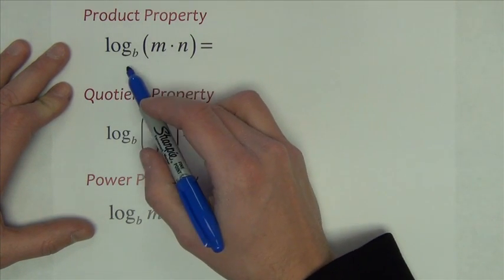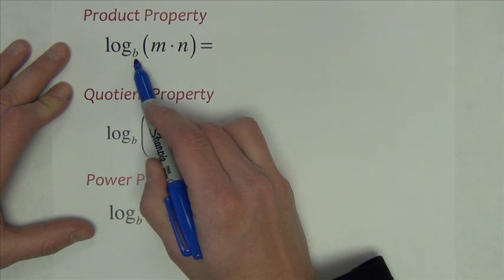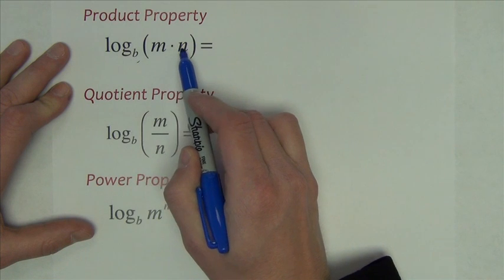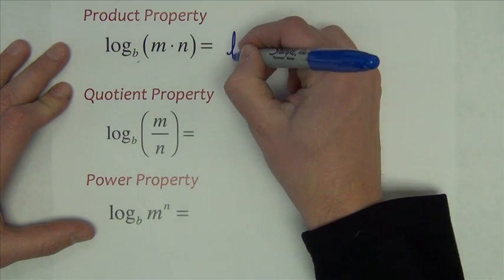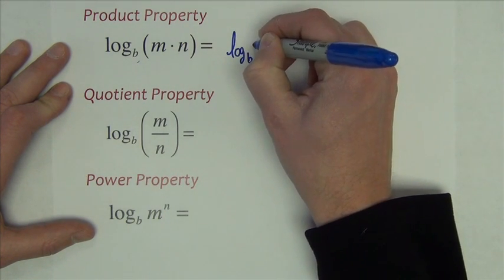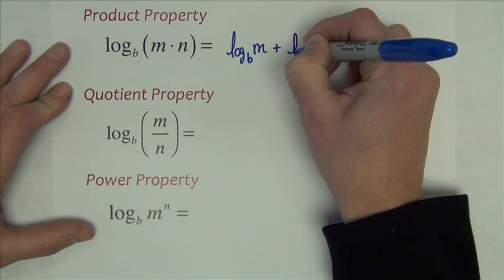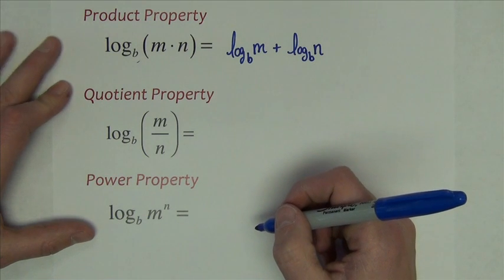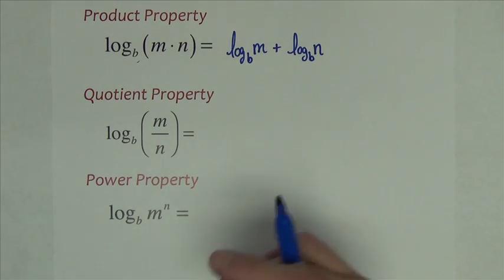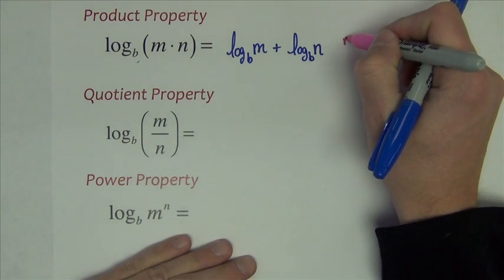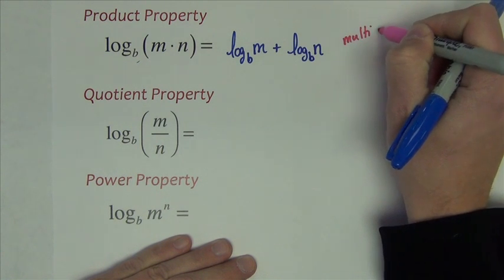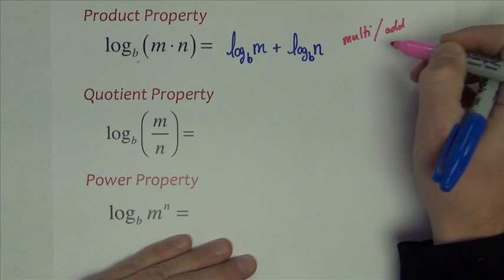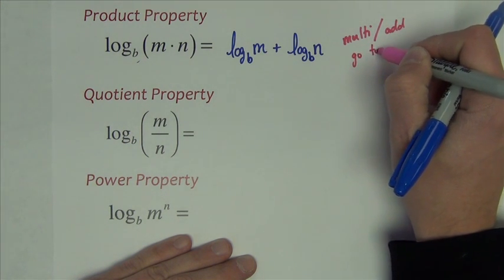We've got a product property of logarithms that says log base b, where b can be any number we want, it does not matter, of a product m times n is equivalent to log base b of m plus log base b of n. The big idea here is that multiplication and addition go together.